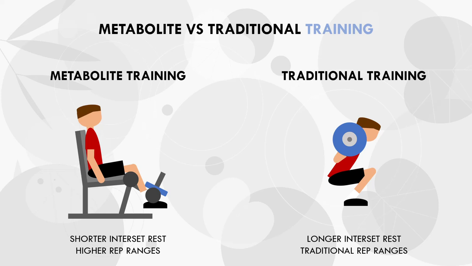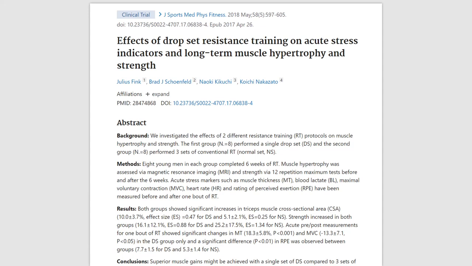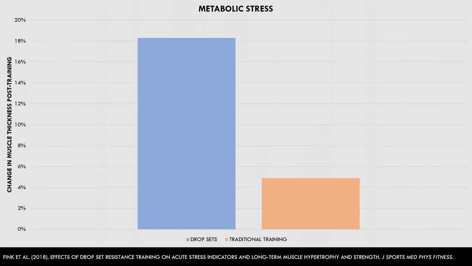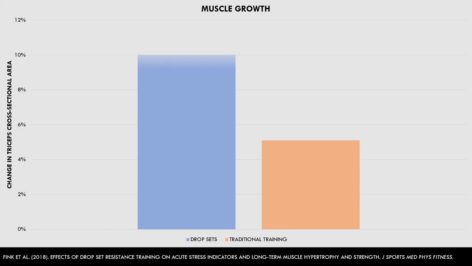For example, this study explored the effects of tricep training with different rest intervals. One group trained in a traditional manner, performing 3 sets of a 12RM load with 90 seconds interset rest, while the other group trained with a drop set technique, performing 3 sets of subsequently decreasing load with minimal interset rest. As we can see, acute muscle thickness post-training was significantly greater after the drop set training, which is an indicator of metabolic stress. This resulted in superior increases in triceps growth after 6 weeks of training.